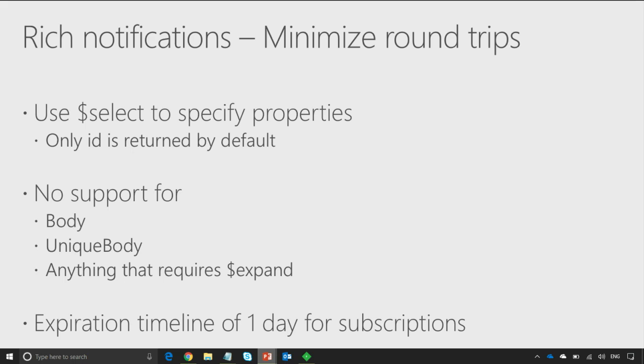And what you do is you select to specify the exact properties you need to populate the toast, and we will return that as part of the webhook. And if you need more details, you can fetch the actual item.